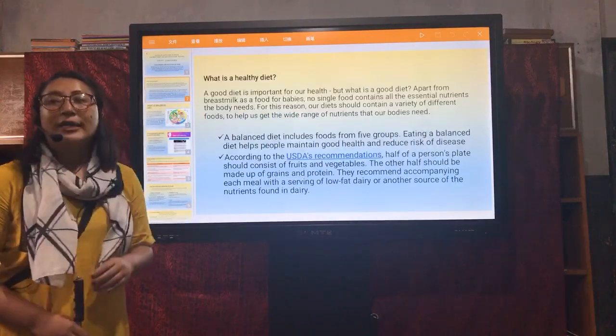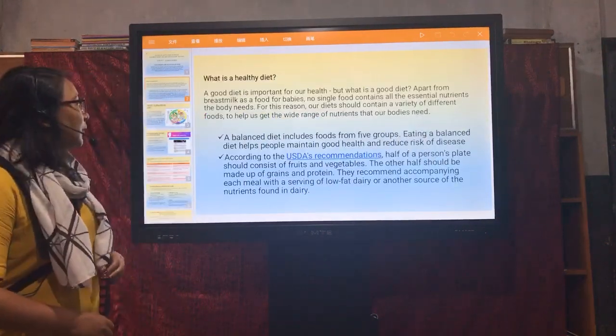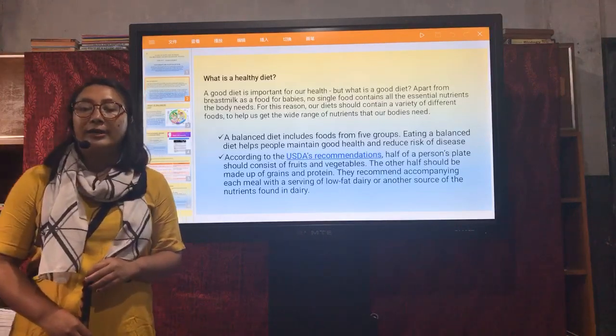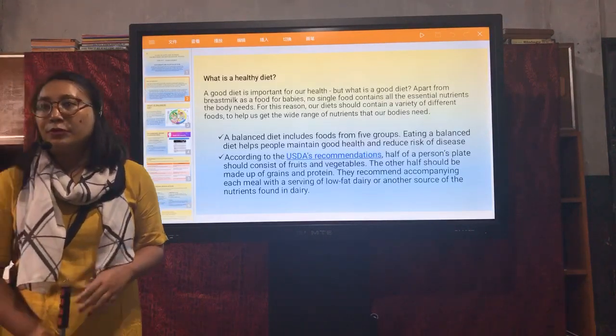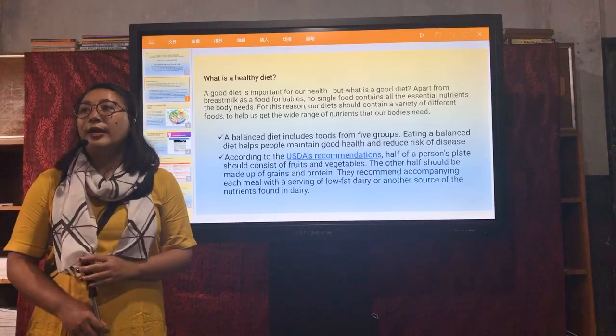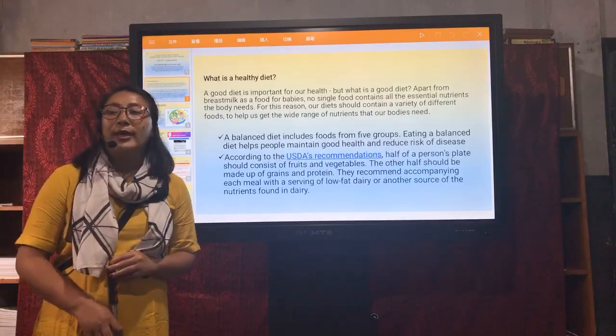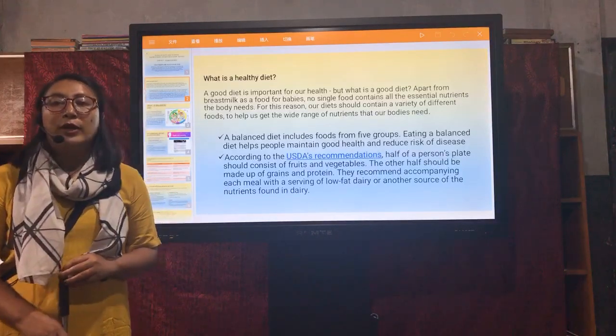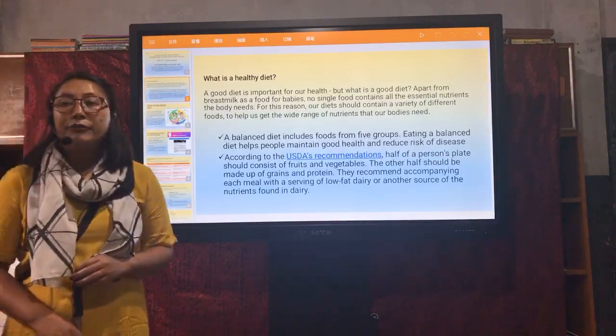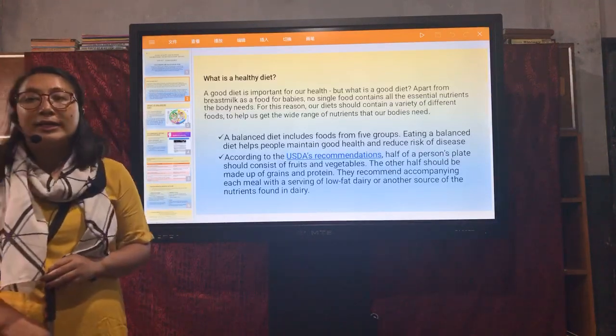So we need to know what a healthy diet is. A good diet is important for our health. We all know that food is important for us, but we need to know what kind of foods we need to have and what kind of diets we need to follow. A healthy diet is a must for every individual. So we need to understand what a good diet is.